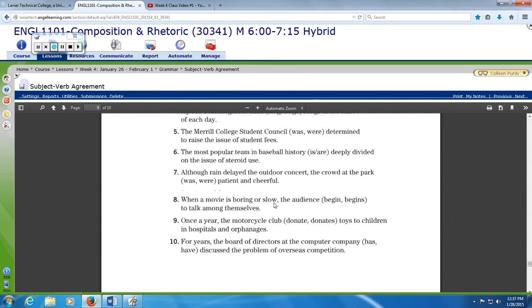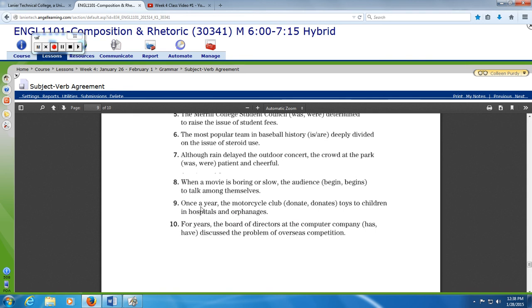When a movie is boring or slow, that is a dependent clause. Movie is your subject, is your linking verb. When is a dependent marker. I'm not worried about the subject and verb here. I'm worried about the subject and verb here. The audience is the subject. Your singular verb is begins. Once a year, prepositional phrase.